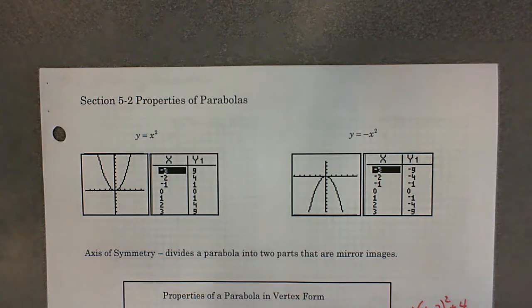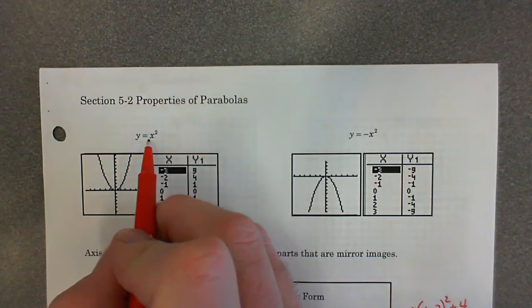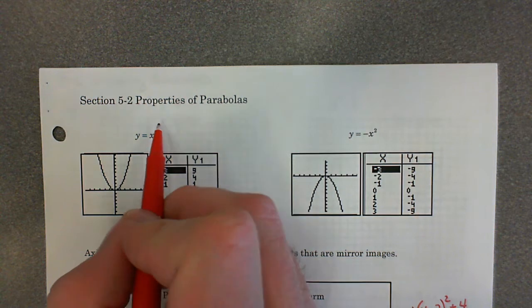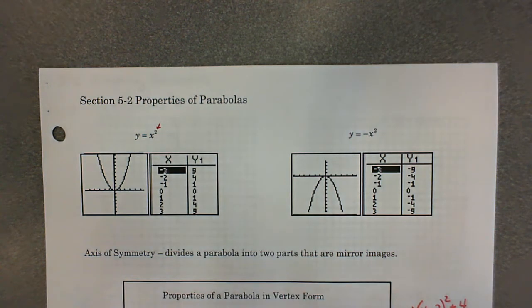Okay, in this video we're going to look at properties of parabolas, and you should have studied parabolas in Algebra 1. We're going to look at the basic ones currently. We're going to look at the most basic of basic, y equals x squared. Assuming it has a squared variable there, it's a quadratic.